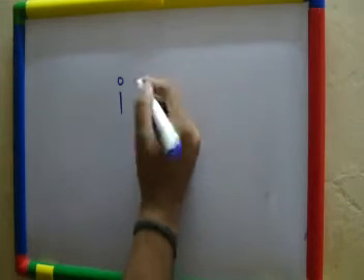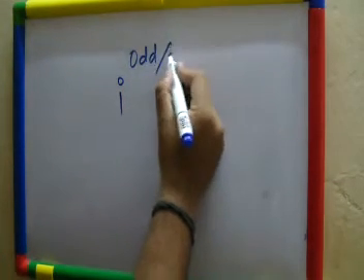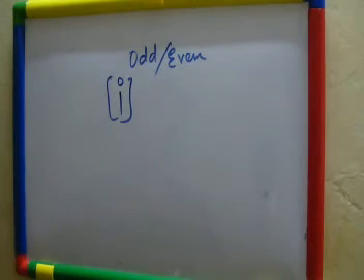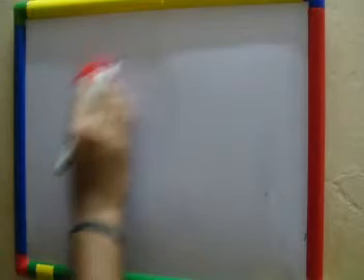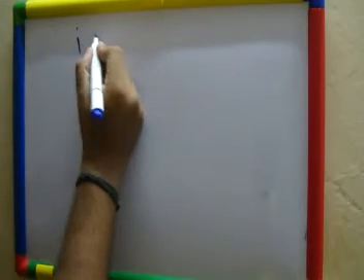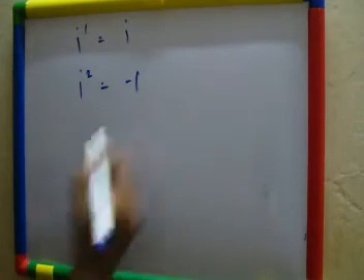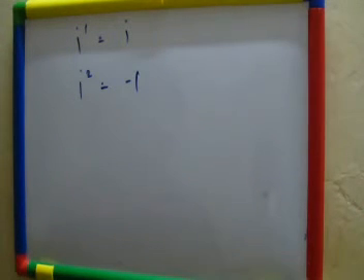Now, many a times we will come across certain situations in which there will be an odd power of i or even power of i. So how to tackle such kinds of problems? So certain hints. i raised to 1 is i, i square is equal to minus 1. This we all know. What's next?